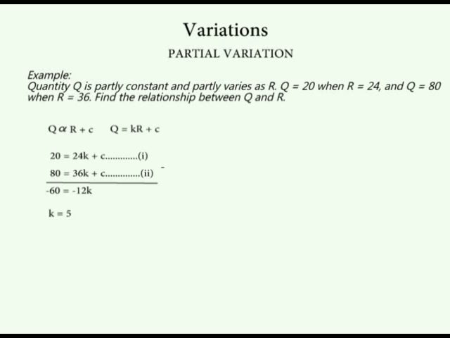So what is C? We substitute 5 in any of the equations. 20 is equal to 24 times 5 plus C. 20 is equal to 120 plus C, and C is minus 100. And so the relationship is Q is equal to 5R minus 100.